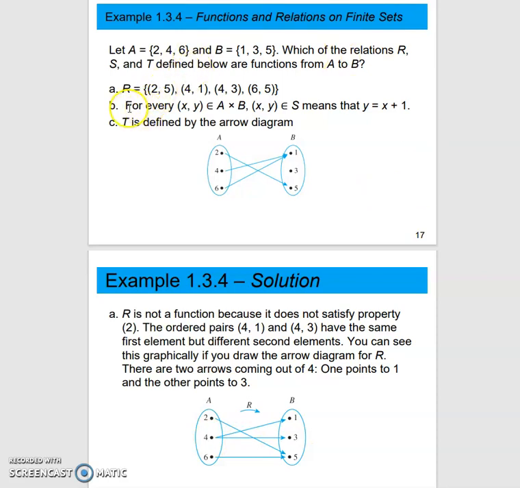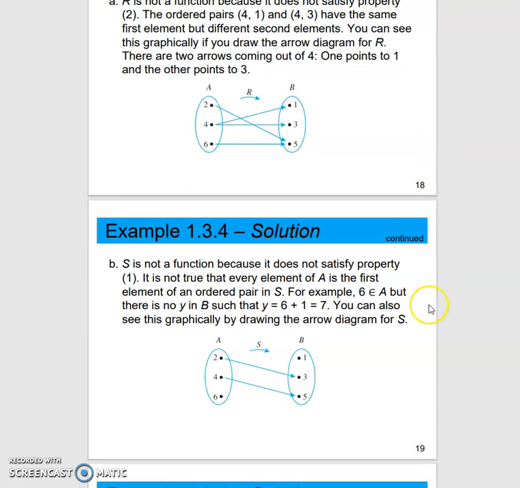All right, my next one: for every (x, y) in A cross B, (x, y) is in S means that y equals x plus 1. Is that a function? And here we are going to say no, because it's not true that every element of A is the first element.